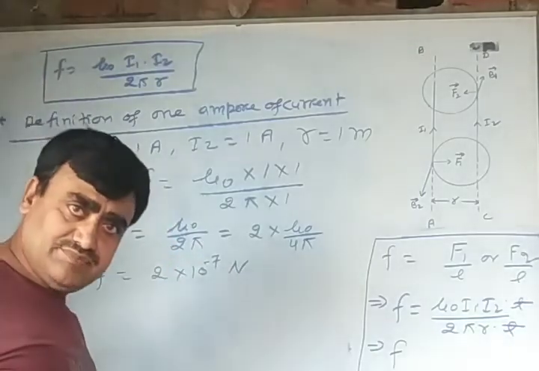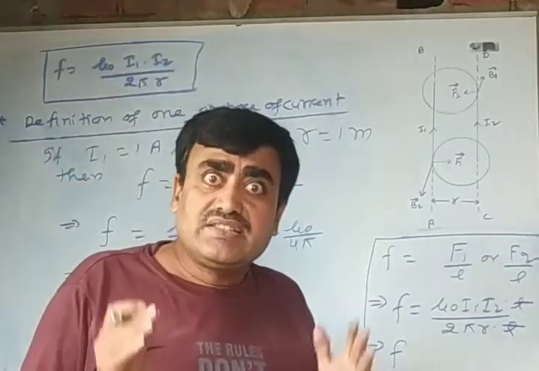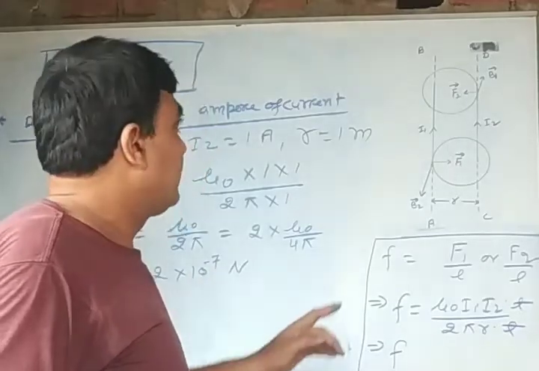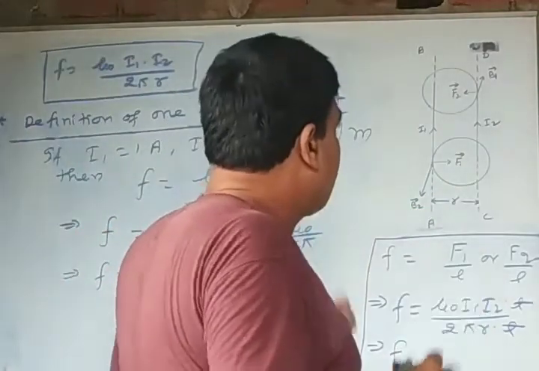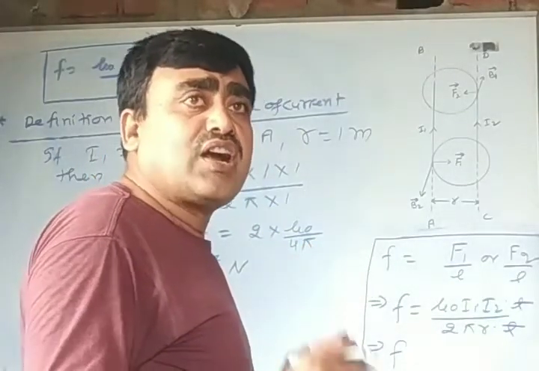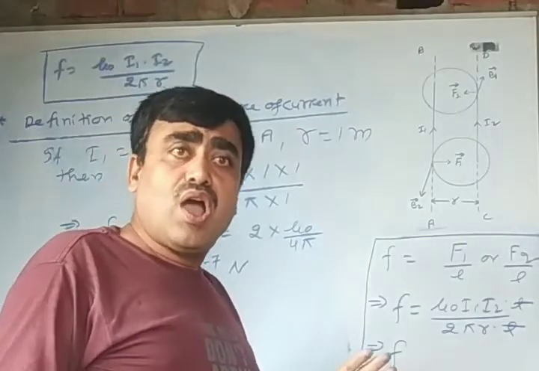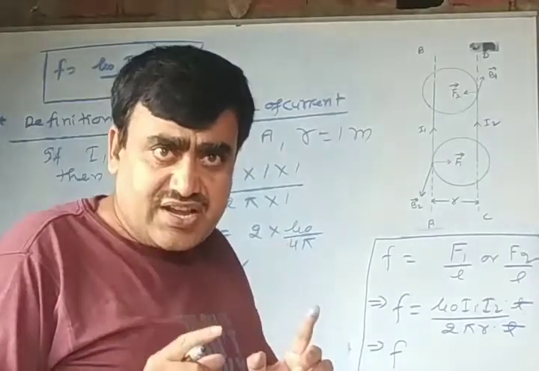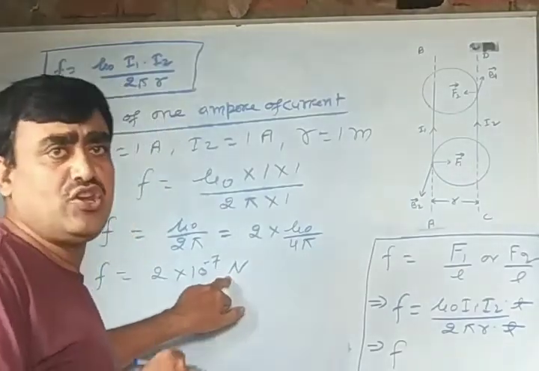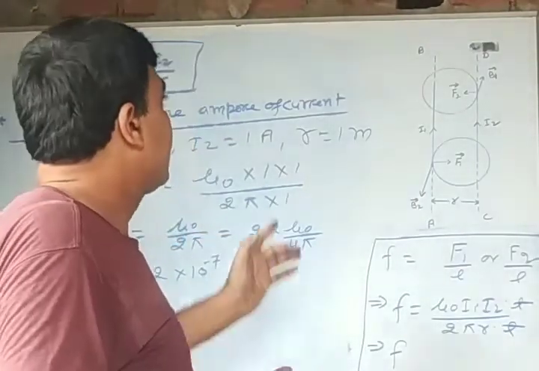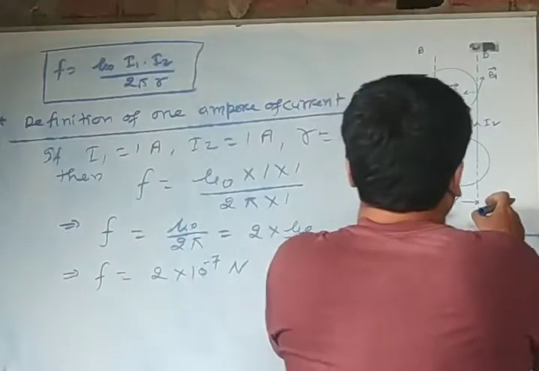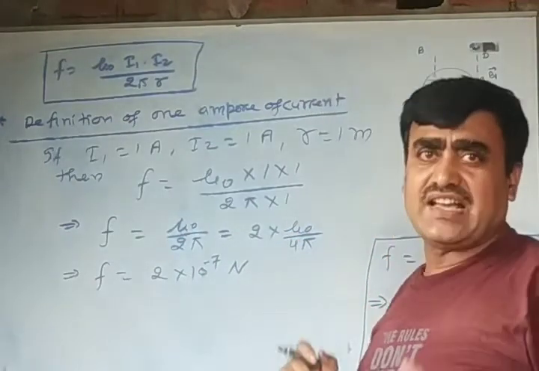This shows that 1 ampere is that amount of current which is flowing through an infinitely long current carrying conductor and exerts a force of 2 into 10 to the power minus 7 Newton per unit length of the wire when both wires are placed at a distance of 1 meter.